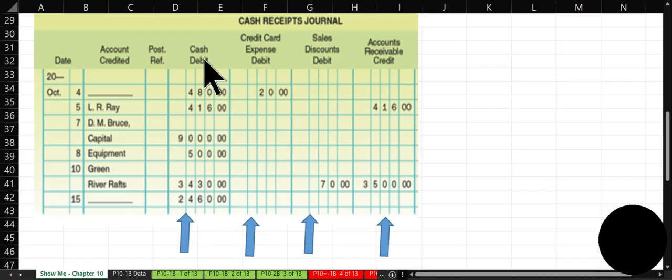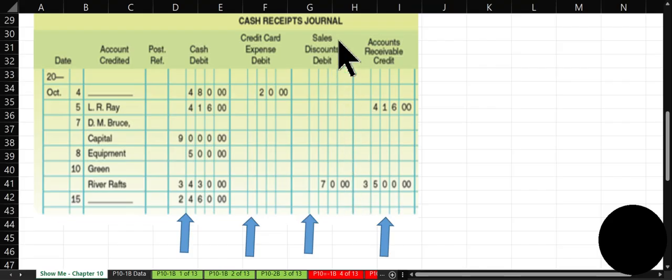That is, the total from the cash receipts journal, the total in the cash column will be debited to the cash account. And in this case, if we had a credit card discount or expense account, that would be debited. So you have debit and debit. And then if you have any sales discount, that of course would also be a debit.